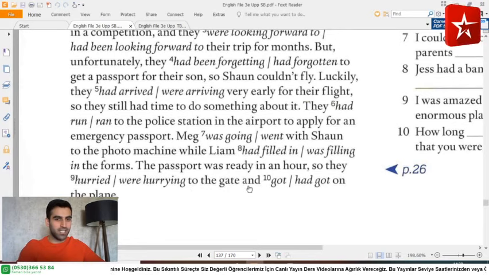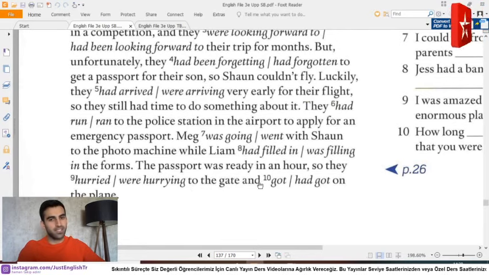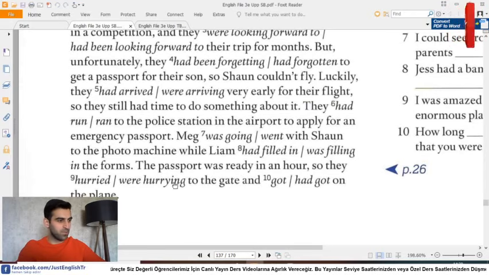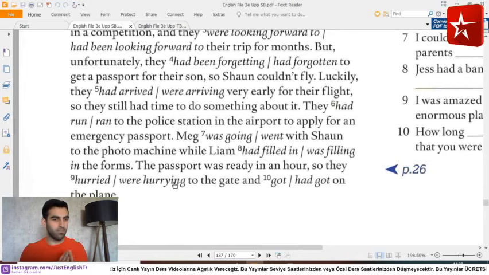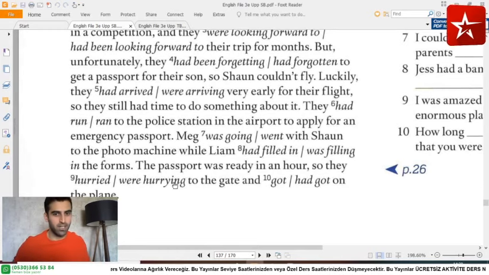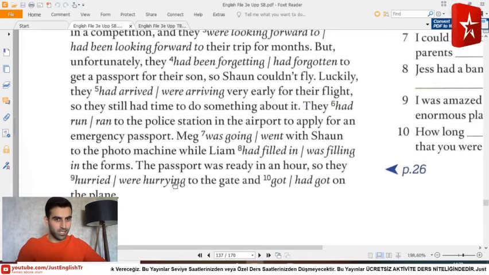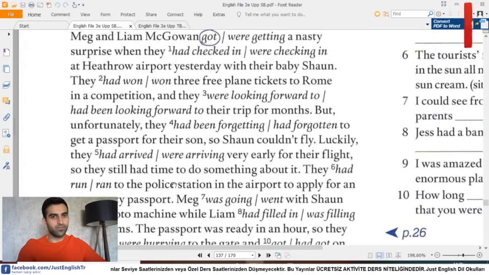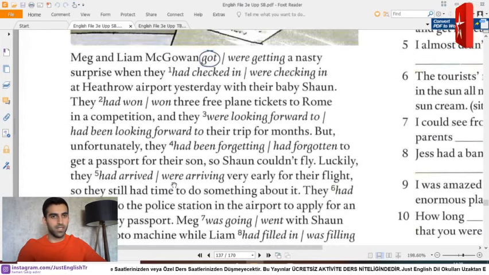Hurried to the gate and got on the plane. Both of them must be in the past simple. Yes, both of them must be in the past simple. The correct answer: hurried for number 9 and got for number 10. Great. And thank you. Thanks so much for your answers. We had a short text here. And then we will continue with the quiz.